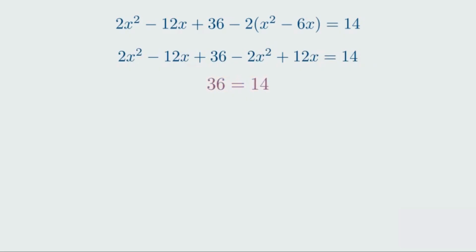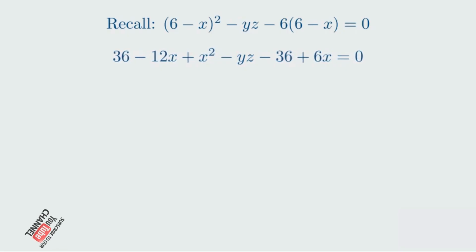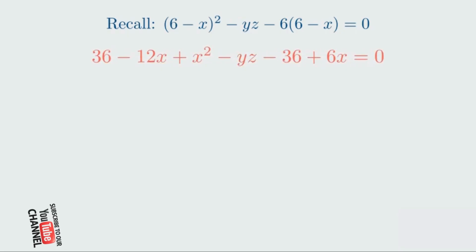Wait a minute, that doesn't seem right. It's an obvious contradiction. This means we've made an error somewhere, likely in an earlier step. Let's backtrack. The issue isn't in our algebra from the previous step. It's in key result 1. Remember our equation from substitution? (6 minus x) squared minus yz minus 6x equals 0. Expanding the first term gives 36 minus 12x plus x squared. Expanding the third term gives minus 36 plus 6x. Ah, here's the mistake. The first and third terms both contain a 36.